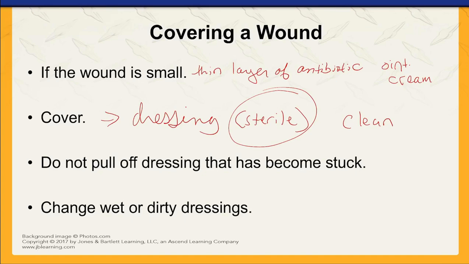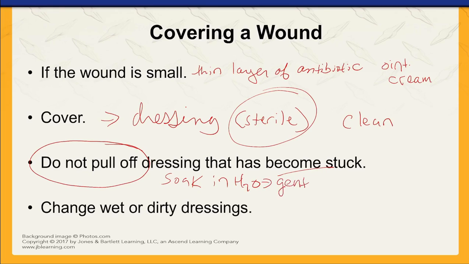The other thing is, don't pull off a dressing that's become stuck. Okay? If you have to remove it, you want to soak it in water and let it loosen up, and then you can gently pull it off. So you never directly pull off a dressing that's been stuck. What do you do? Soak it in water. And then gently pull back very slowly, and then it will come.